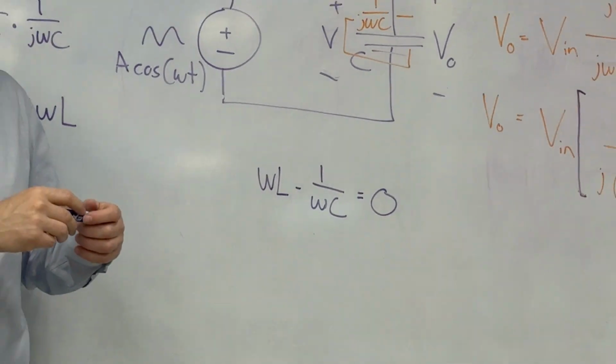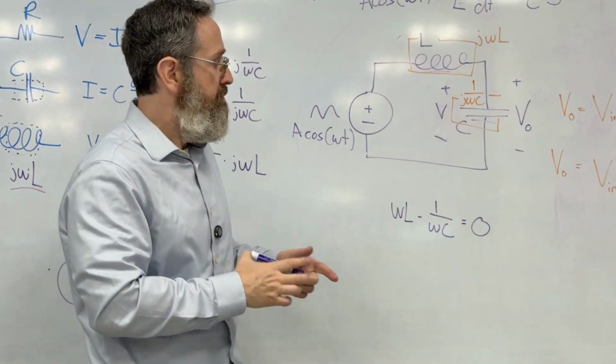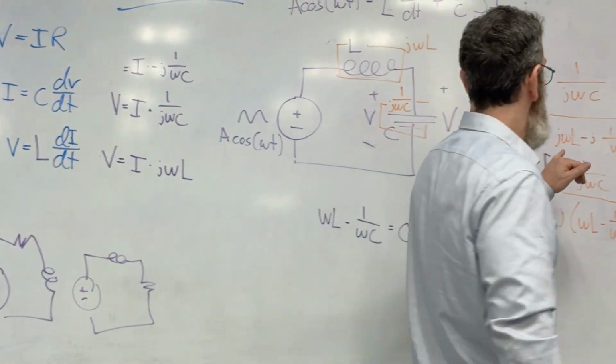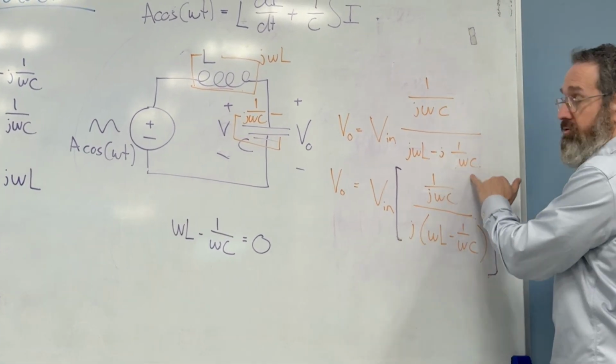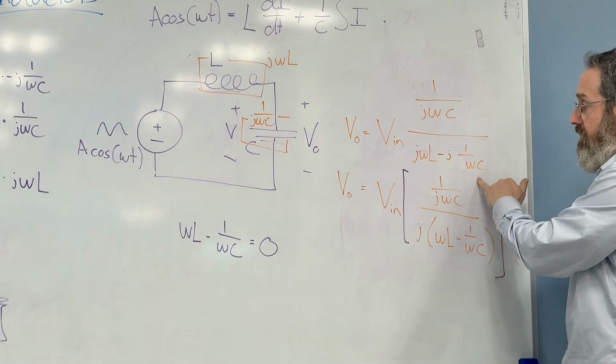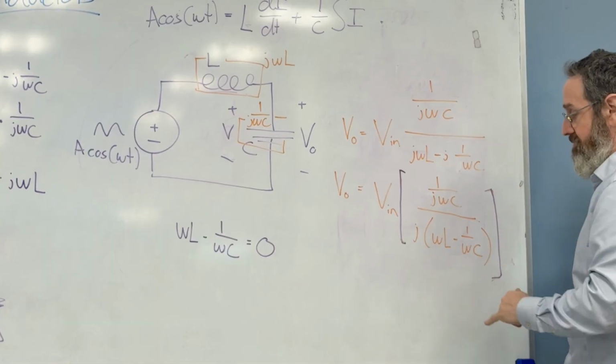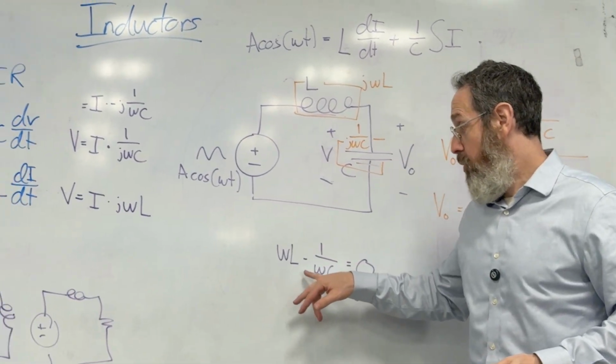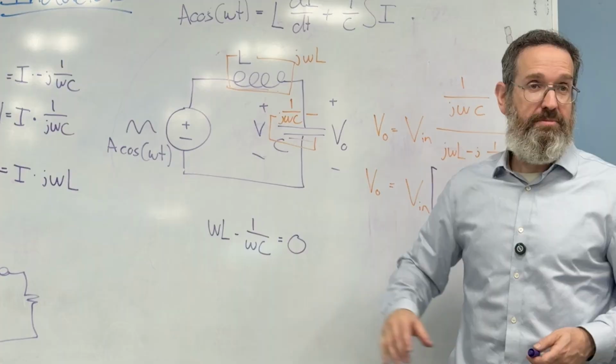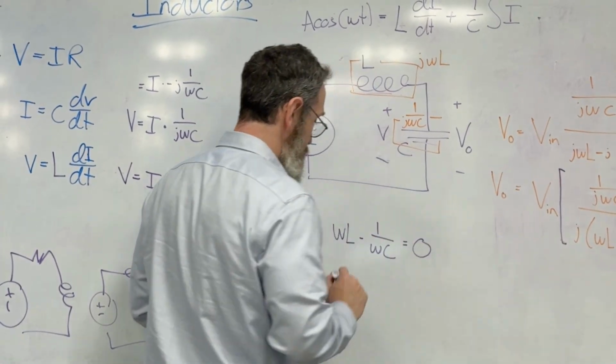Sorry, why is it minus and not plus? Because this is minus j times 1 over ωC, and I pulled out the j. It is important that I get this minus here. Okay, it is important. You'll see where I'm going in a second.